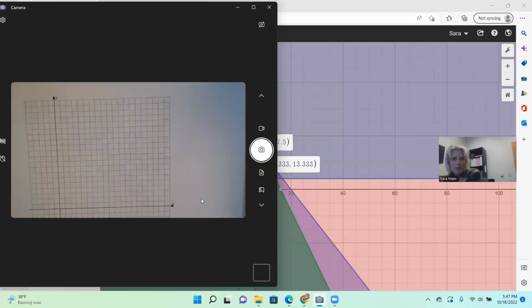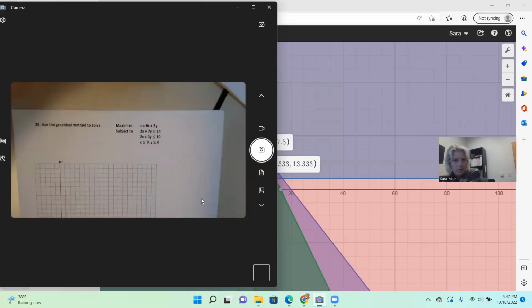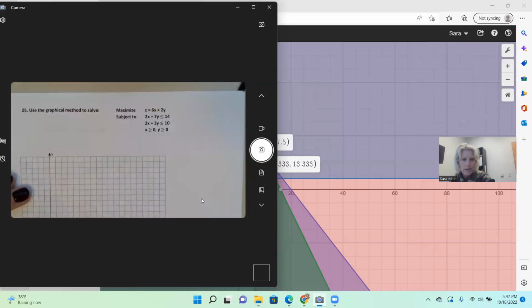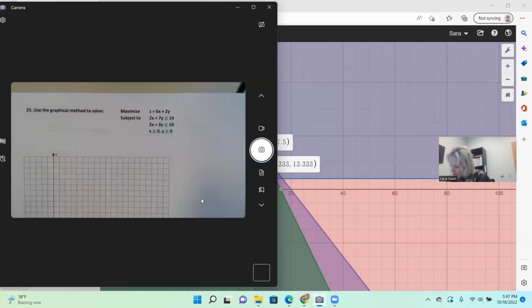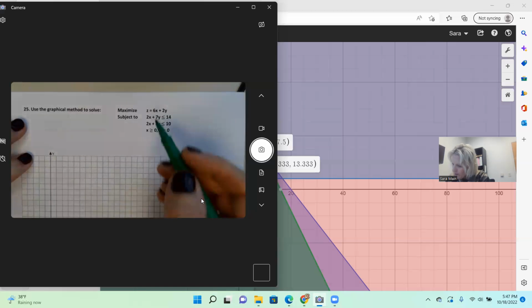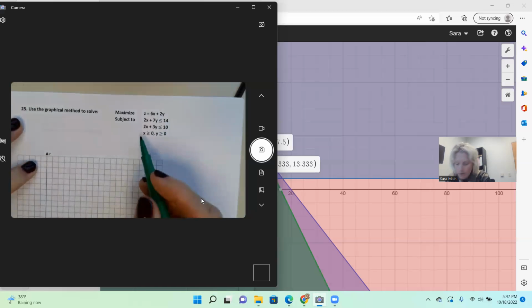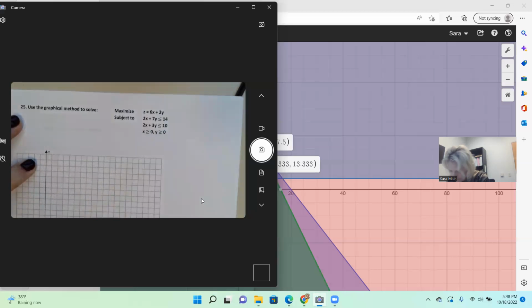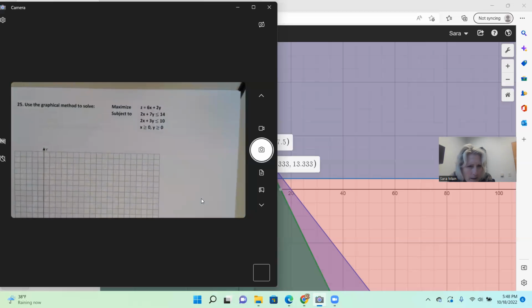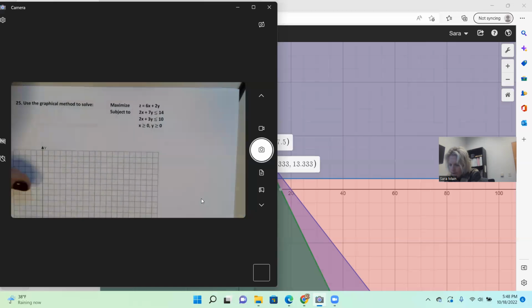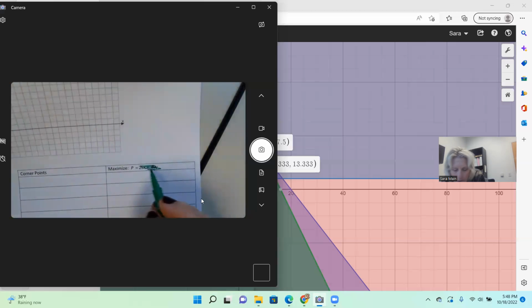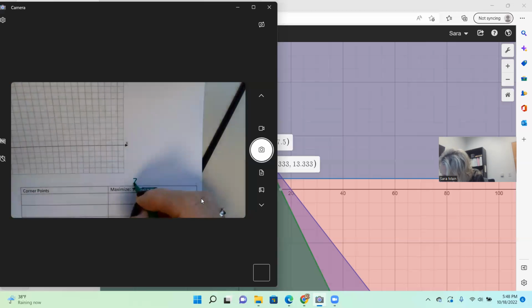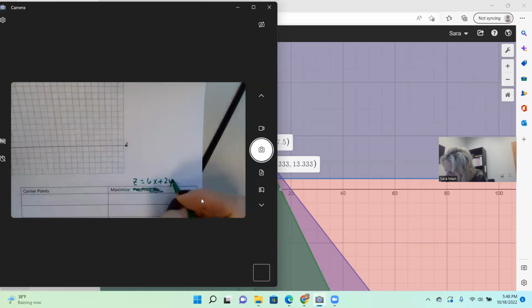Let's look at question number 25 and 26. They're really just some basics I gave you so that you could put them into Desmos and find the shaded area. We're going to find our corner points, and then we're going to maximize this value. So we're maximizing z equals 6x plus 2y. And actually, you have to just on the paper cross that out. It's really z is equal to 6x plus 2y.